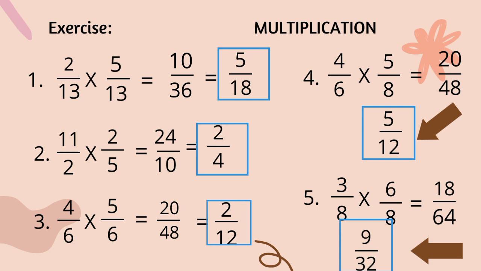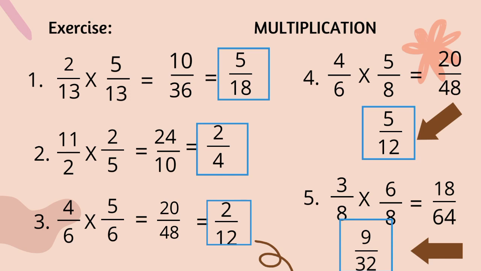So, here's the exercise of multiplication. So, madali lang naman siya. Pero kailangan mo din siya i-simplify. So, 13 times 13 is equal to 86. 5 times 2 is equal 10. So, ang answer natin is 10 over 36. So, sinimplify natin, nakuha natin is 5 over 18.